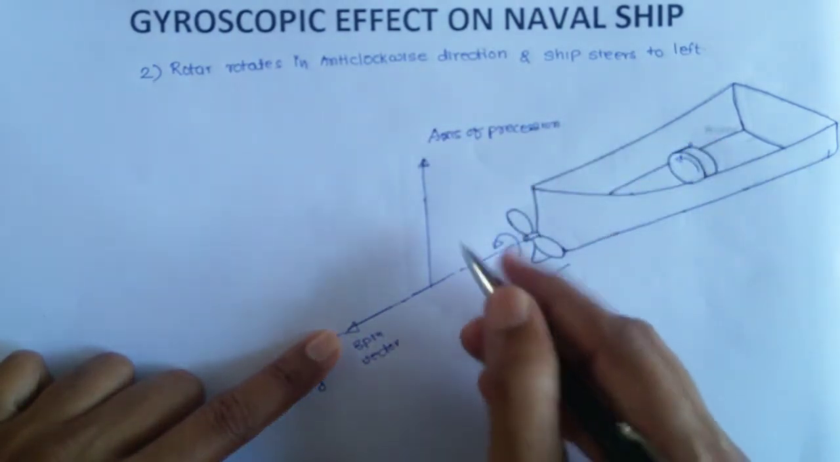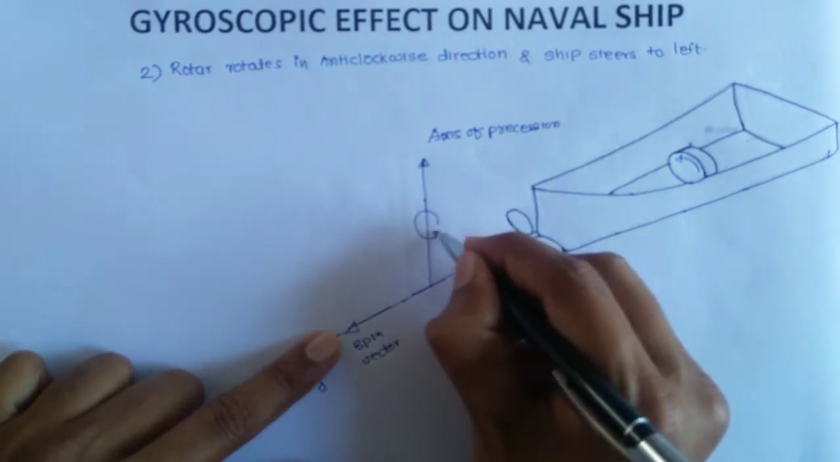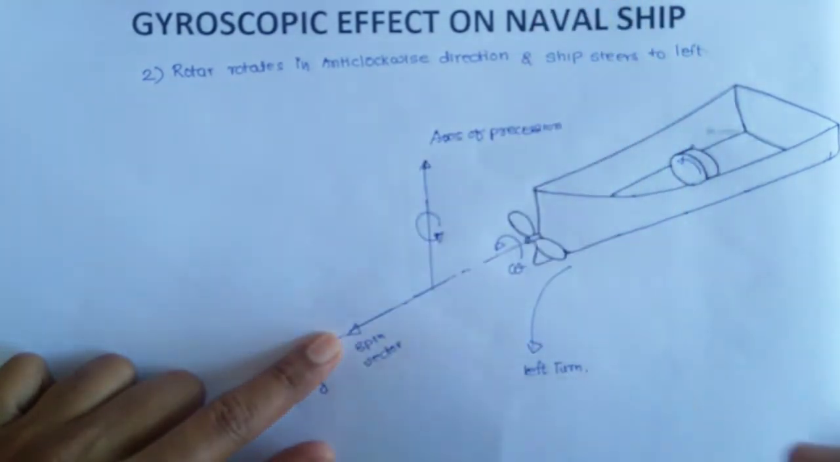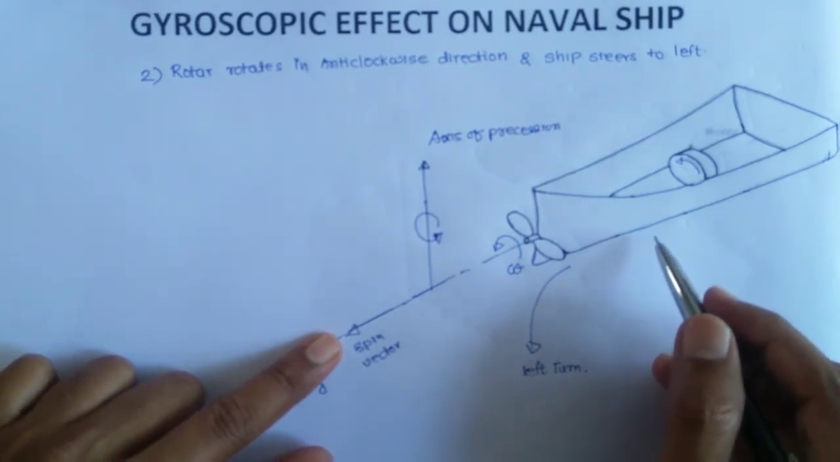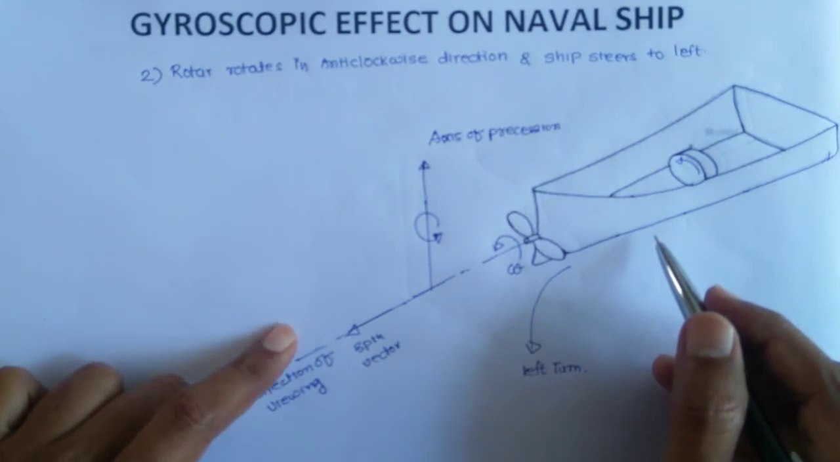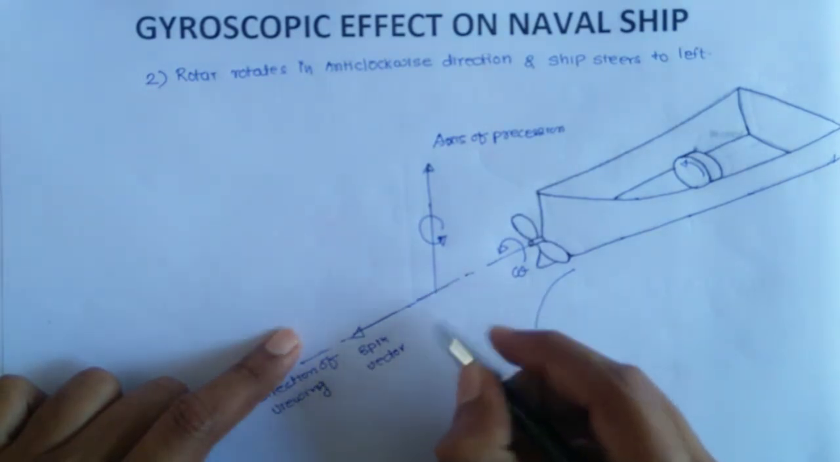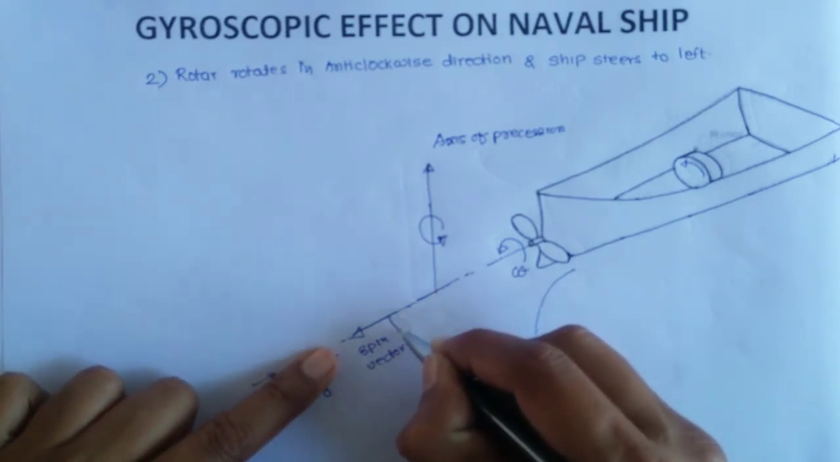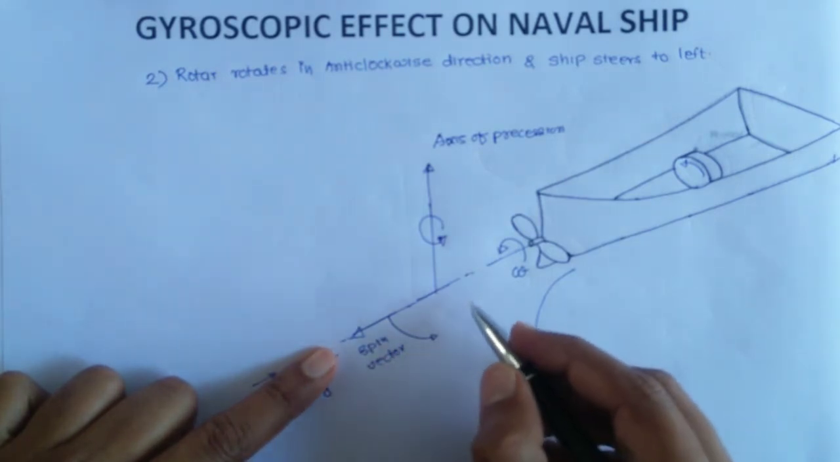And our ship is taking left turn. So this is the sense. Okay, this is the sense of rotation of ship about the vertical axis, or we can say that axis of spin. Now here our ship is taking left turn, that's why we have to rotate the spin vector in this direction.